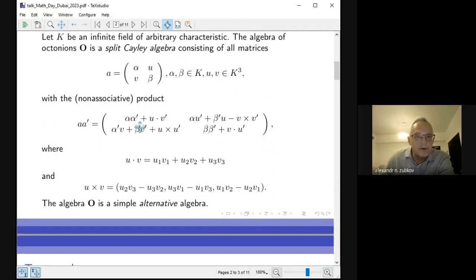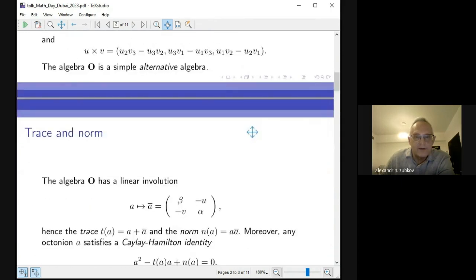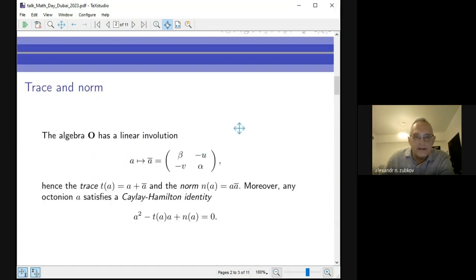And this product, as I said, is non-associative, but this algebra, it is well known, is a simple alternative algebra. The term alternative means that any couple of octonions satisfy an associativity law. Also, this algebra of octonions has some analogs of trace of matrices and determinant.